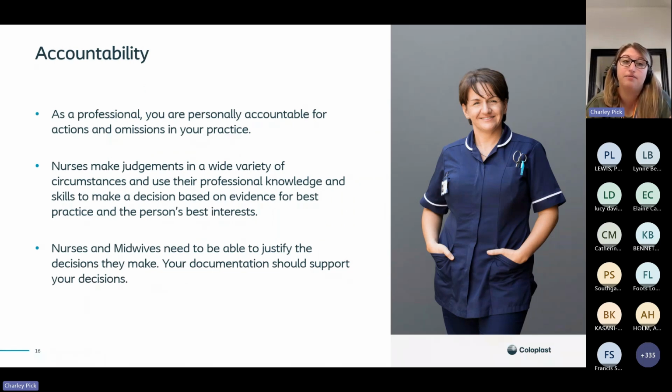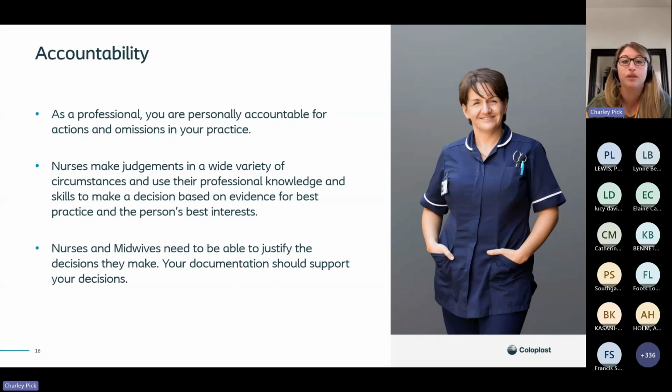So our accountability, who's accountable? Well, we all are. As professionals, we are all personally accountable for the actions and the omissions in our practice. And omissions are absolutely fine if you document them and give a rationale as to why that omission has taken place. You need to make sure that you document and give a rationale for any actions or any omissions that you take.